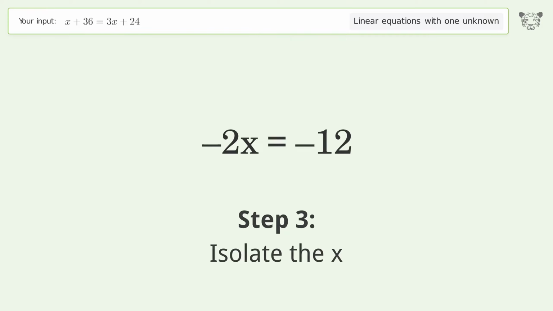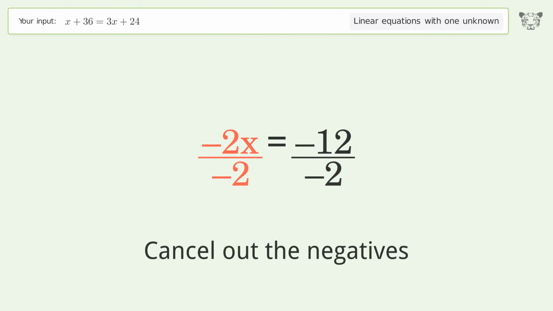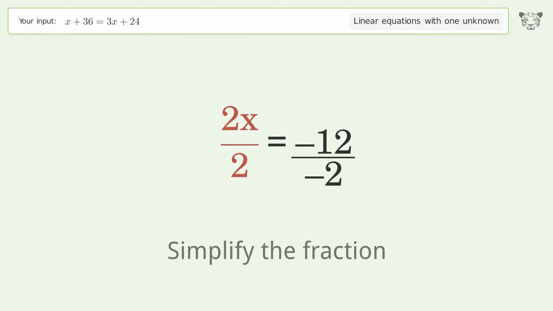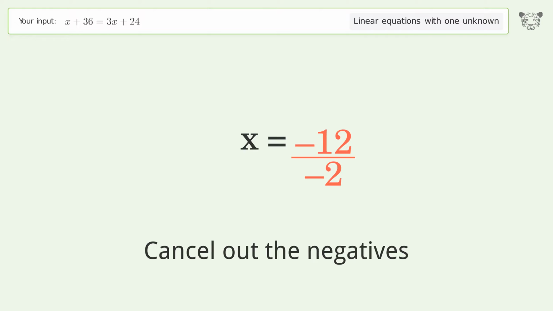Isolate the x. Divide both sides by negative 2. Cancel out the negatives. Simplify the fraction. Cancel out the negatives.